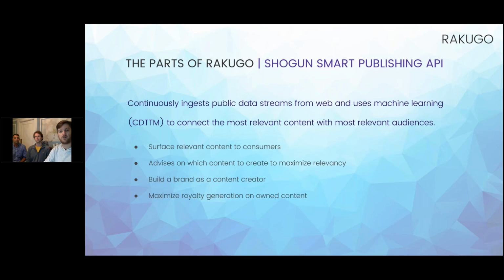So the final bit, I'm going to have Wyatt talk about this a little bit as well, is called Shogun. It's in our naming theme. We're called Rakugo because Rakugo is a Japanese art of storytelling on a stage, and we feel like we're creating a stage for people to tell their stories and to tell these creative stories and do it in a way where they own that. So that's part of how we've come up with the name.